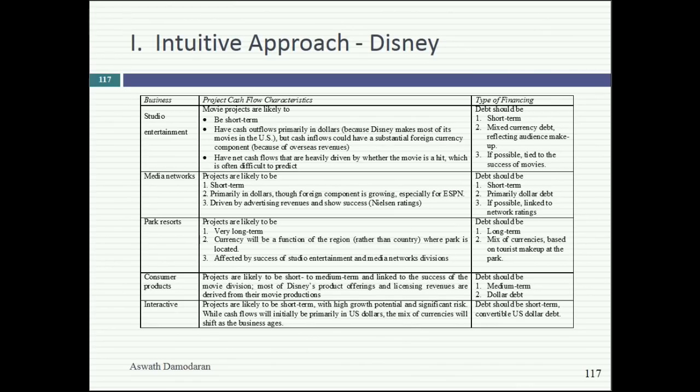So if you were designing the perfect debt for the movie business, it'd probably be short-term, maybe 3-year debt, 5-year debt. Probably a mix of currencies, depending on whether you're producing an action movie or an independent, deep-thinking movie. And if you could, you'd like to tie the coupon rate on the debt to how well the movie does, right? Especially if it's a big budget movie.